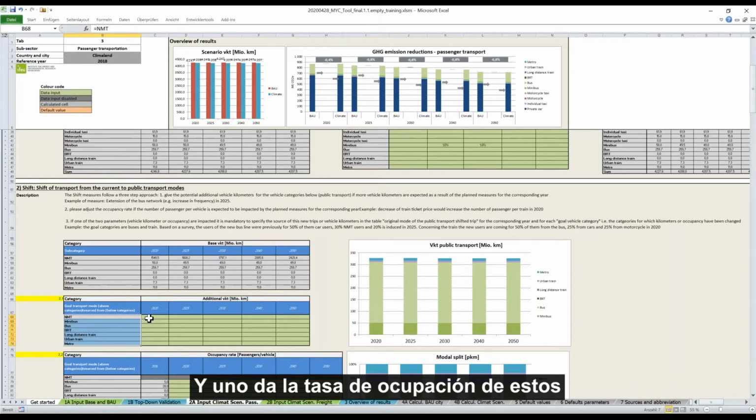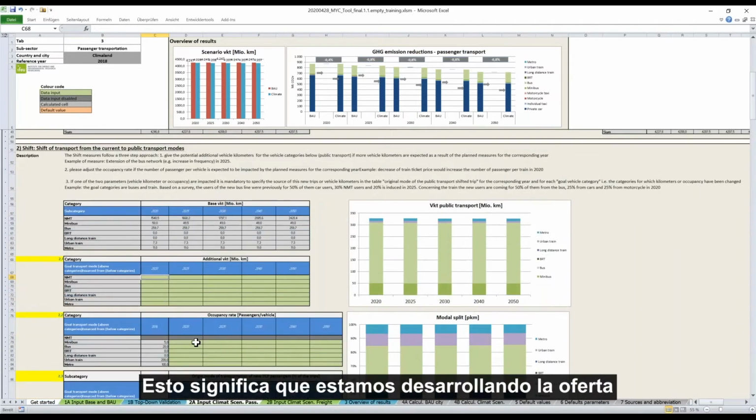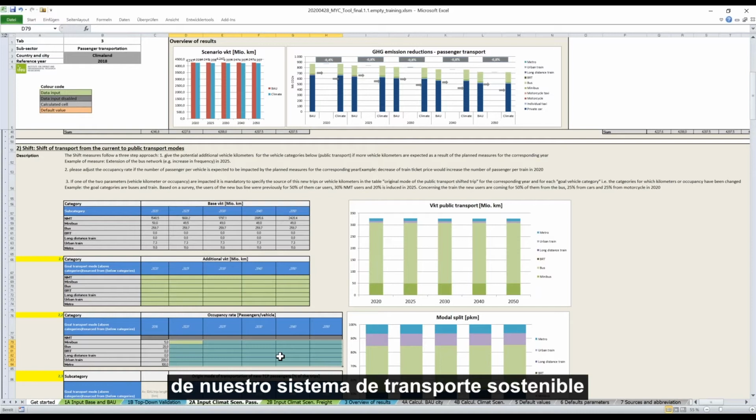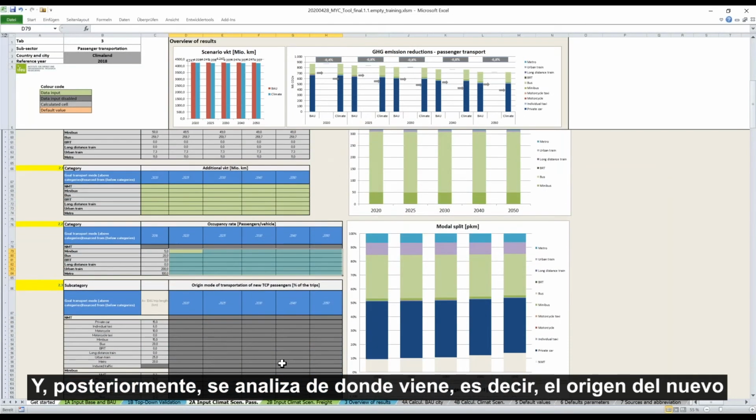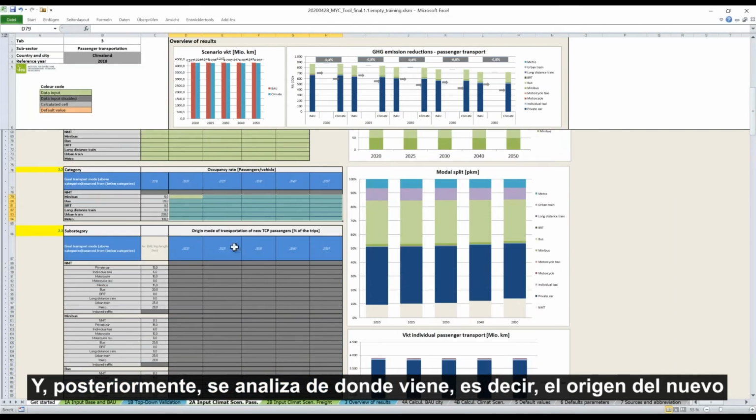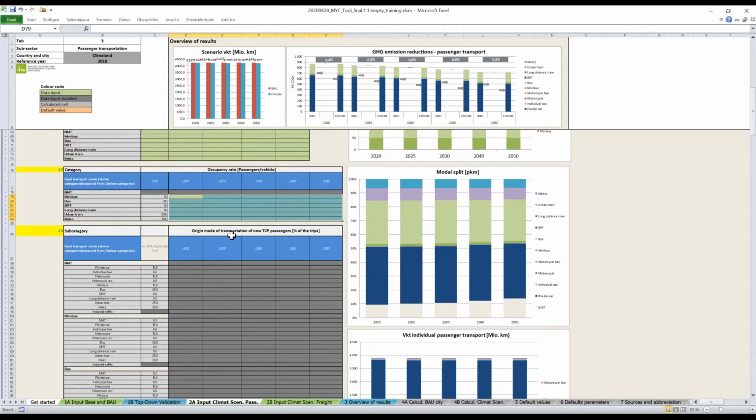And you can give the occupancy rate of those. So that means I am developing the offer for my sustainable transport system. I say how many kilometers will be done with my sustainable modes and how many people will use these modes. And I give afterwards here where it comes from. So the origin of the new person kilometer that are in our sustainable transportation system, where do they come from? That's the logic of the shift. Let's do an example.